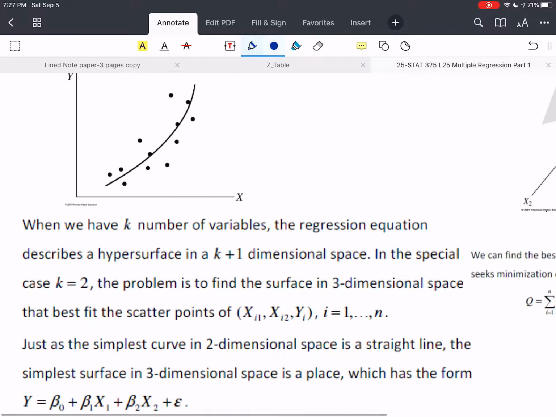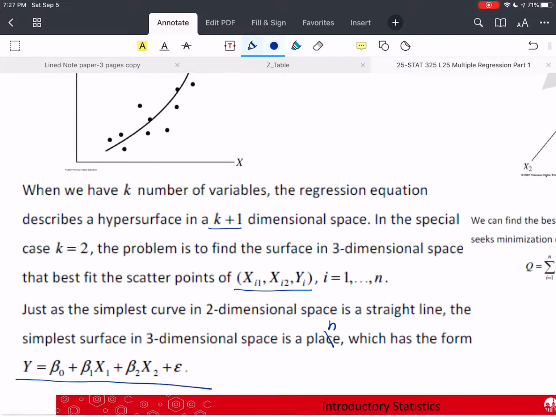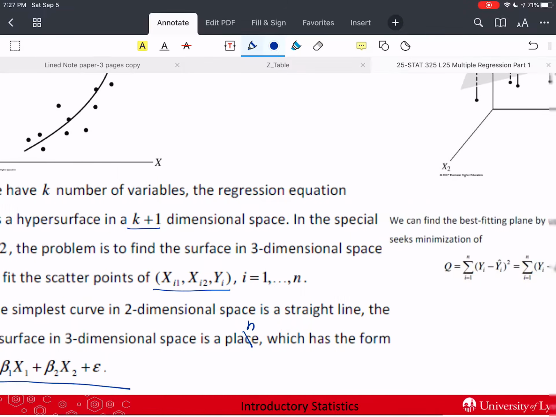And we really think of it as a hypersurface if it's in k plus 1 dimensional space. Again, for k equals 2, we have a surface in 3-dimensional space. And we're trying to fit this hyperplane or hypersurface to the scatter points, and we're trying to make the best fit. So it says, just as the simplest curve in 2-dimensional space is a straight line, the simplest in 3-dimensional space is a plane, which has the form y equals beta naught plus beta 1 x1 plus beta 2 x2 plus epsilon. Don't forget the epsilon.